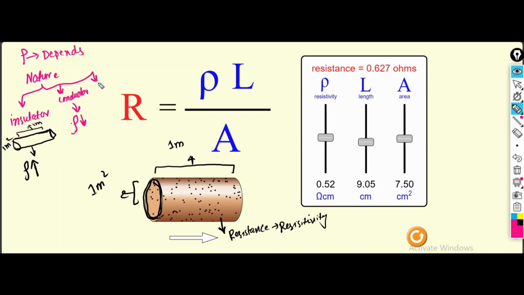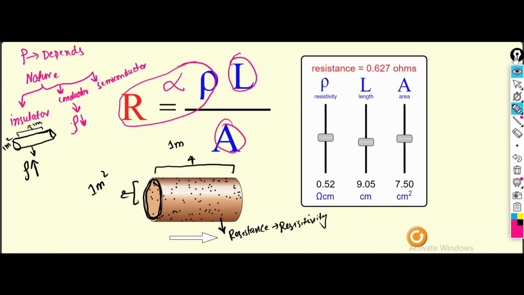Now if we take the semiconductor and make the same rod with the same parameters, their resistivity will be between the resistivity of the insulator and the conductor. So this is all about the resistivity, and if we take length and area constant, this resistance is directly proportional to this resistivity. So there is a direct relation between the resistance and resistivity, and this simulation also shows us that relation.